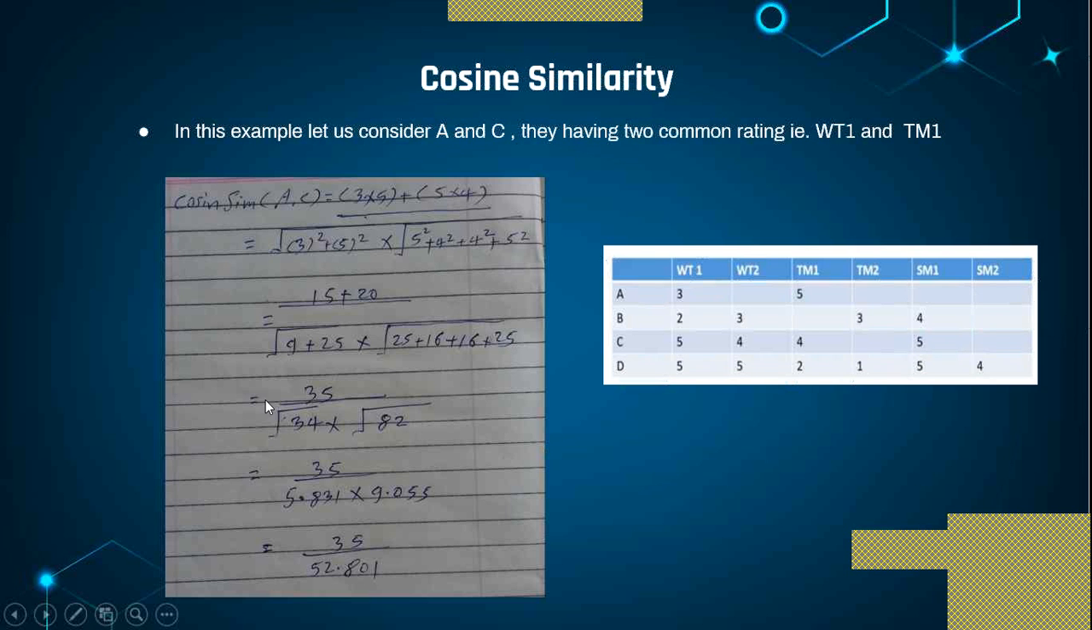So it is nothing but 35 divided by root of 34 into root of 82, which is 35 divided by 5.83 into 9.055. And this is nothing but 35 divided by 52.80. So you have to find this. This is the second cosine similarity, between user A and C.